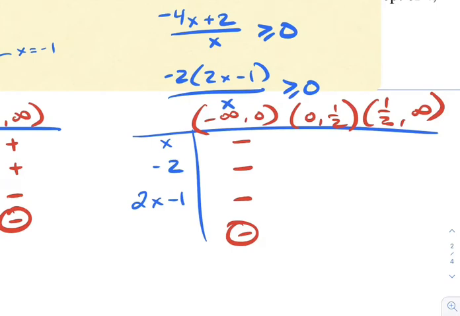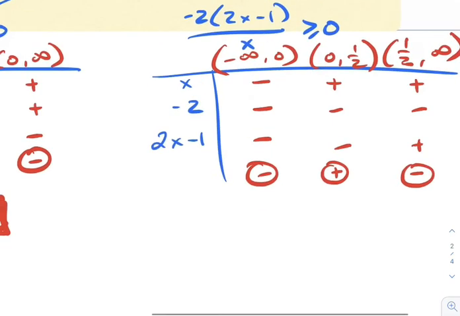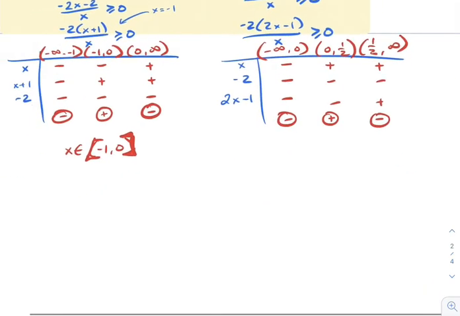How about 0 to 1/2? Well, it'll be positive, negative, and negative, which is positive. And finally, a big positive number would be plus, negative, plus, which is a negative. So the only interval where this is true, in this case, is x is an element from 0 to 1/2.